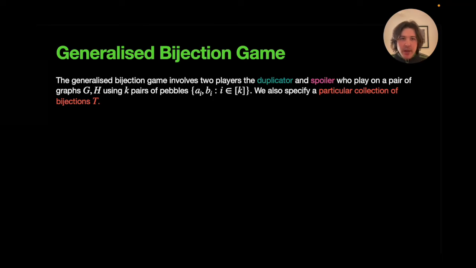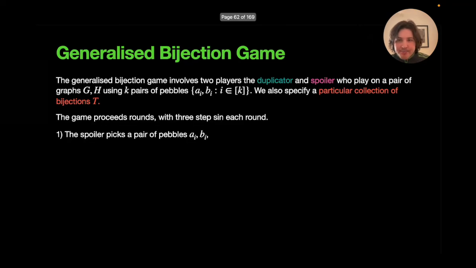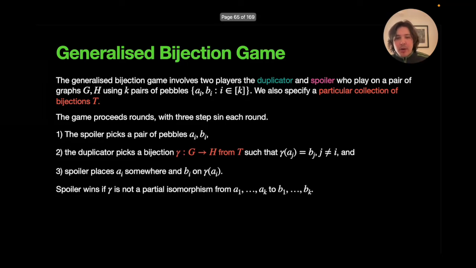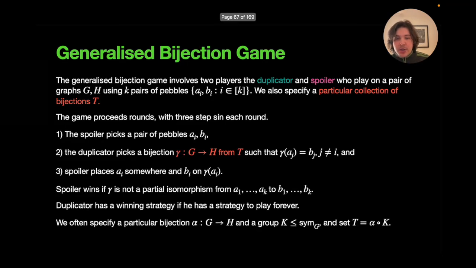who are playing in the same way. The only real difference is that we also specify a particular collection of bijections from which the duplicator can select. Right? So the game again proceeds in 3 rounds, except now the duplicator must select from that set of bijections, and we continue as before.